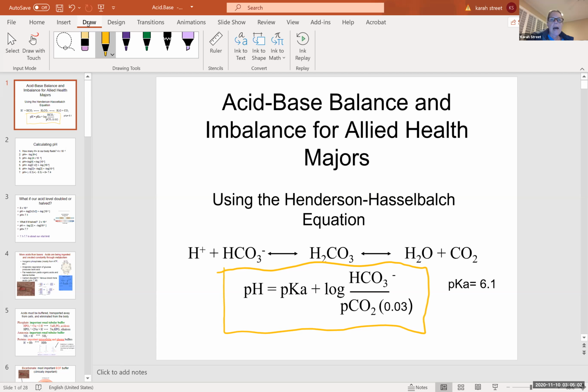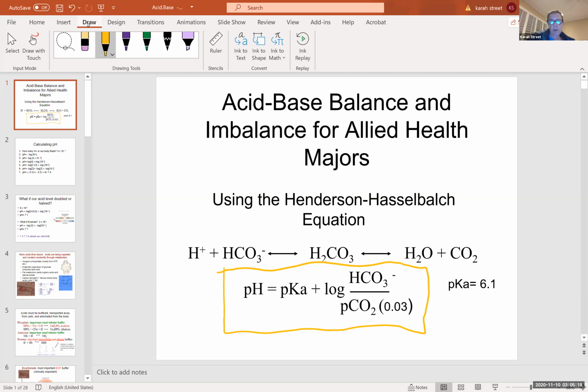And I did not like buffer systems when I was in chemistry. It was challenging, especially in lab titrating and finding pKa's. It was not my favorite part of chemistry.